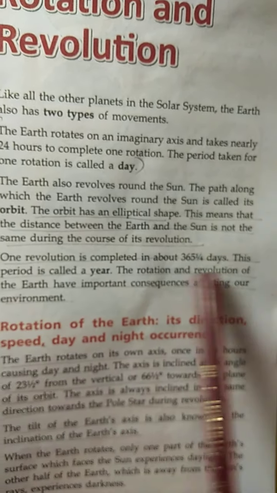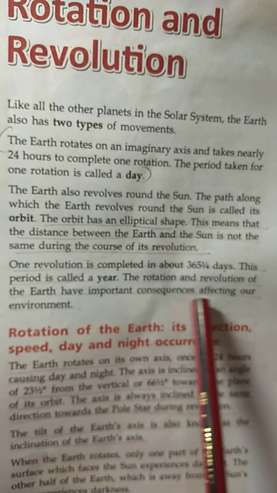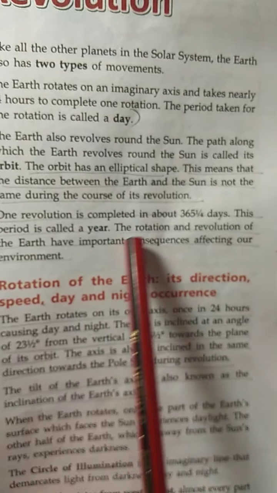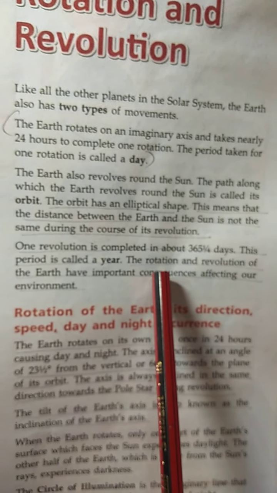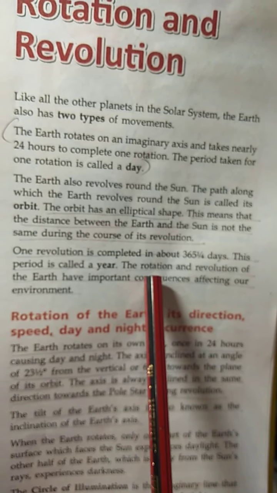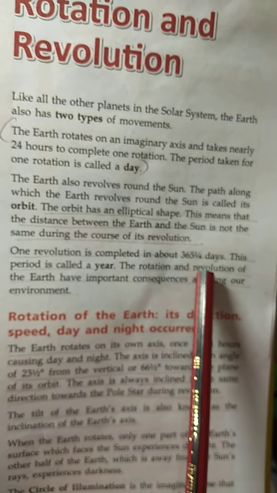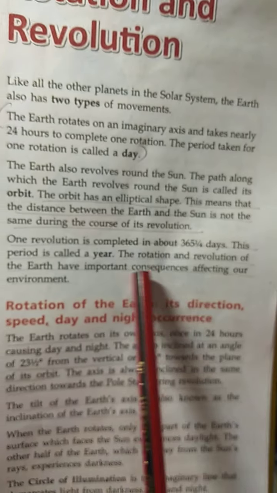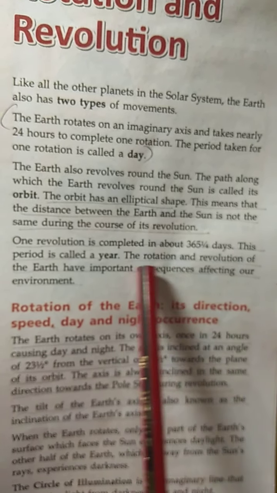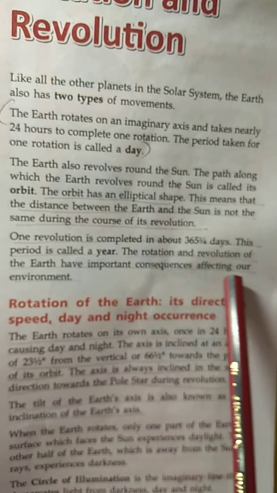The rotation and revolution of the earth have important consequences affecting our environment. You know it very well that it's due to rotation that we are able to experience day and night. There are other phenomena which are also associated with rotation. Similarly, revolution causes the changes in the seasons. So these are two dramatic events which take place on the earth's surface, and these are the important consequences which affect the environment.